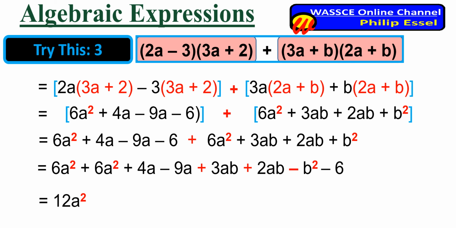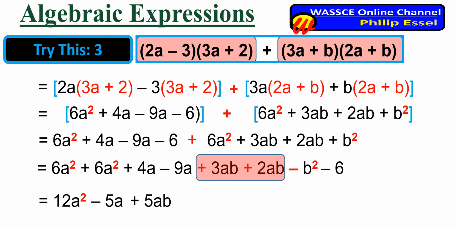The second group of like terms are positive 4a minus 9a. When we join the two together, we would get negative 5a. The third group of like terms are positive 3ab plus 2ab. When you join them together, we would get 5ab.